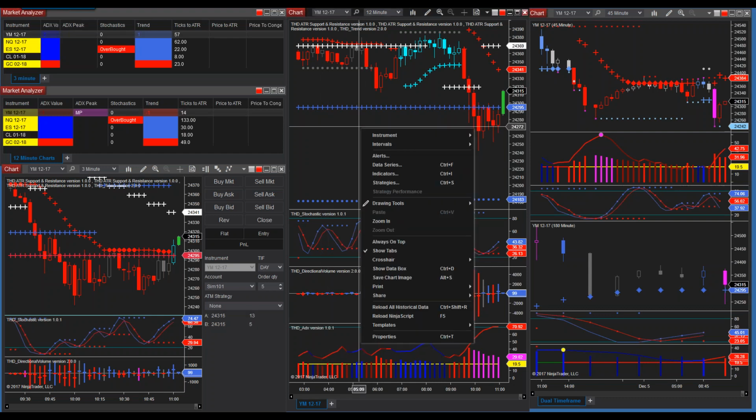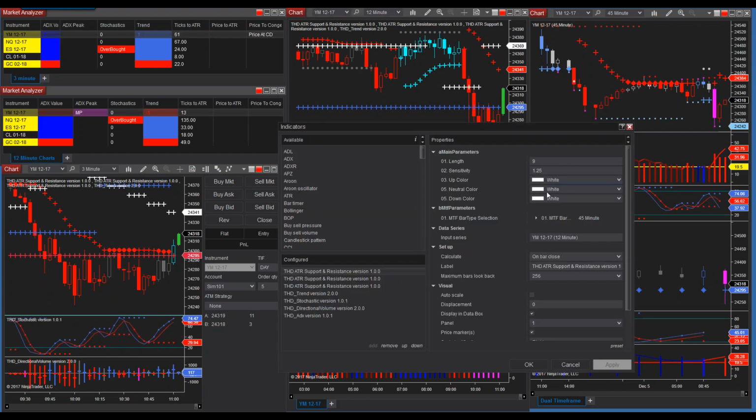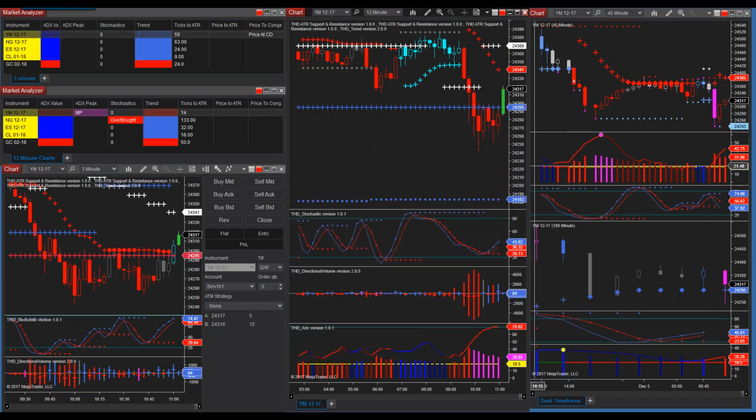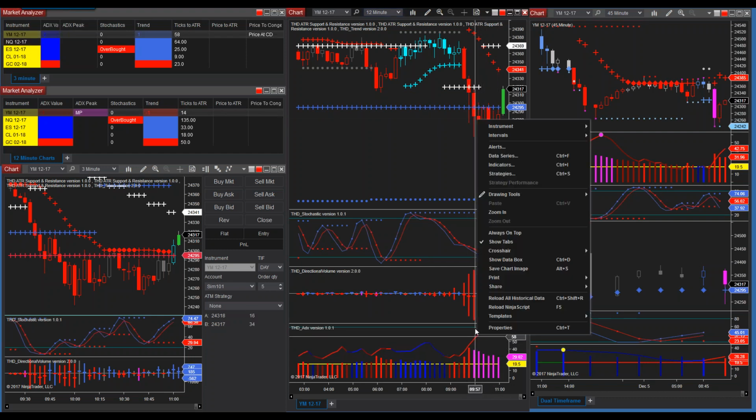And let me check something on here. You do have a magenta peak on the 12-minute right now, which is going to push it up to this ATR.